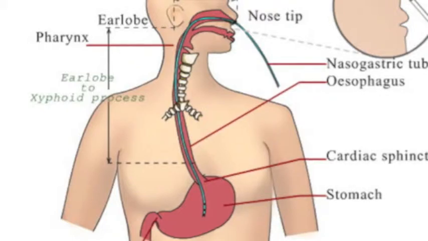Nasogastric tube intubation is a clean technique, not sterile at all. Last I checked, nasopharynx secretions are not sterile. Okay, therefore we're going into a non-sterile environment.